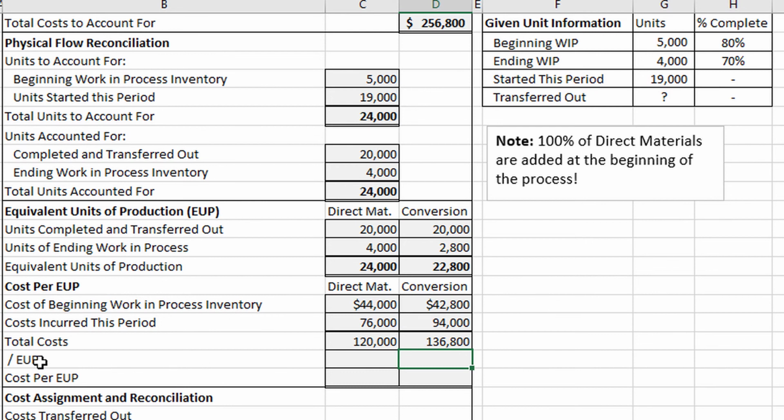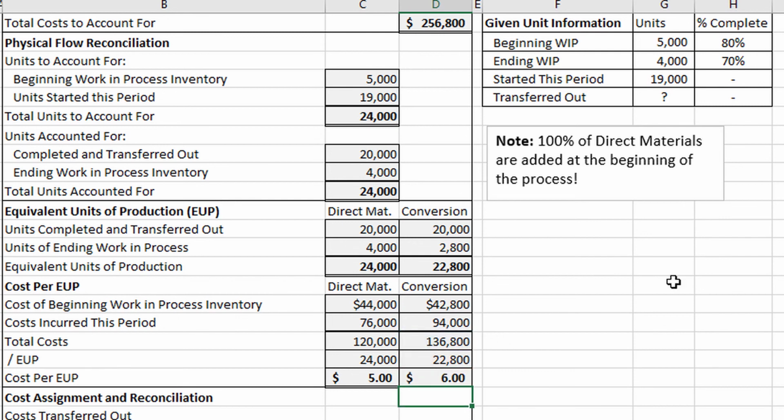Next, we have to take the equivalent units of production again, and we're basically just copying that down. So here for direct materials, it's this 24,000, and for conversion cost, it's the 22,800. And this little sign right here is a division sign, just telling us that we need to take the total costs and divide by the equivalent units of production. So for direct materials, $120,000 divided by 24,000 gives us $5. And then for the conversion costs, $136,800 divided by 22,800 gives us $6.